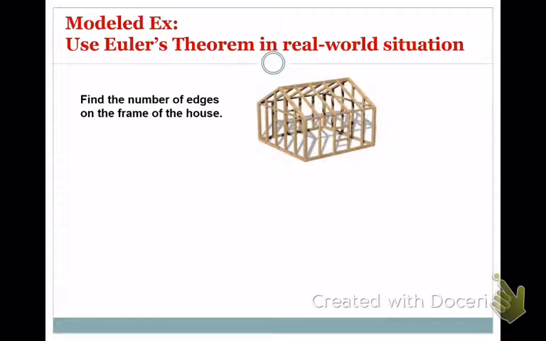Euler's theorem in a real-world situation. Find the number of edges of the frame of the house. All right. So let's do it. How many faces do I have? 7? Let's see. We've got the front and the back is 2. The base and the sides. So that's 1, 2, and then 3, 4, 5, 6, 7. She's correct. There are 7 faces.